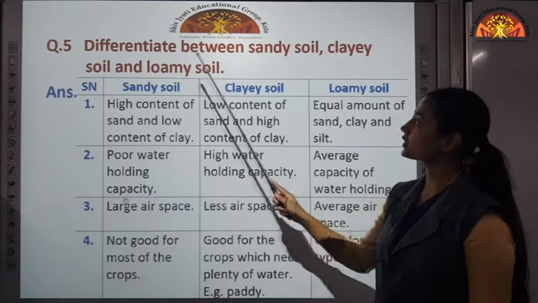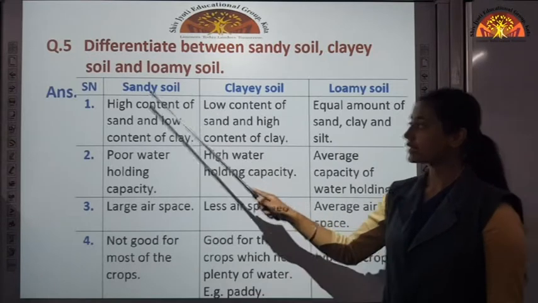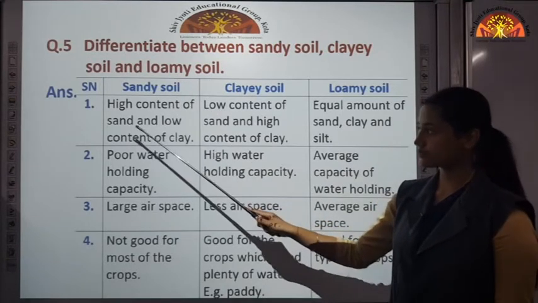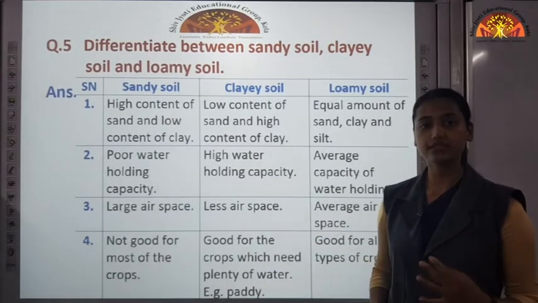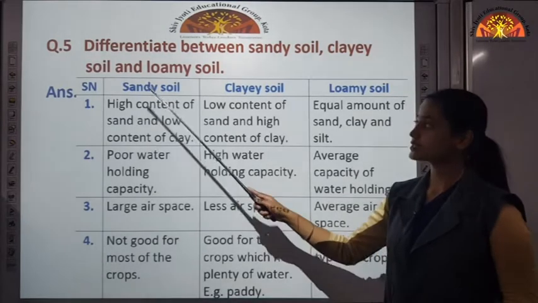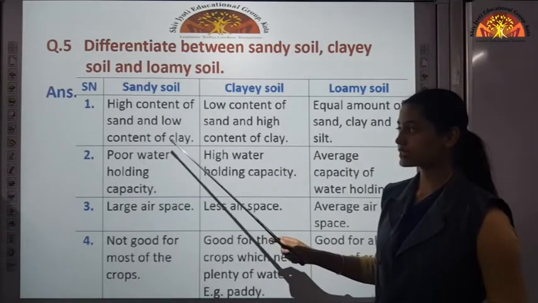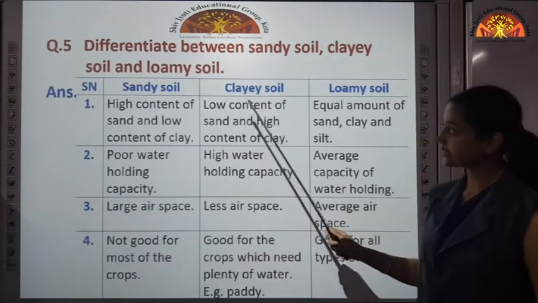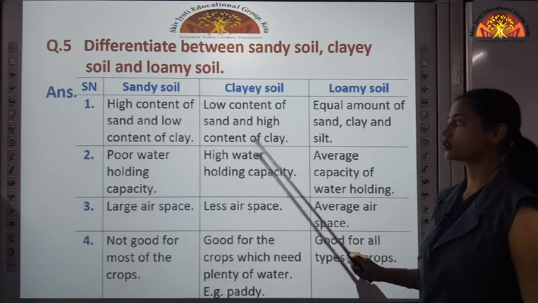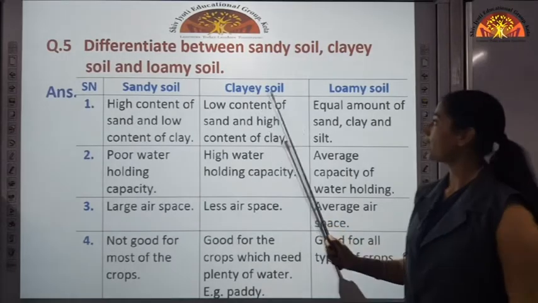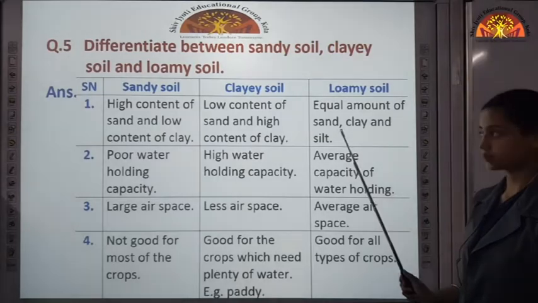Now, differentiate between sandy soil, clayey soil and loamy soil. Sandy soil has a high content of sand and a low content of clay particles. As we discussed, there are 4 particles: gravel, sand, silt and clay. So, in sandy soil, the proportion of sand particles is more and clay particles is less. Whereas, in clay soil, there is a low content of sand and a high content of clay, as the name suggests, and in loamy soil there is an equal amount of sand, clay and silt.